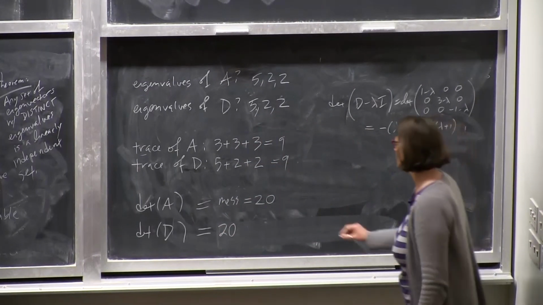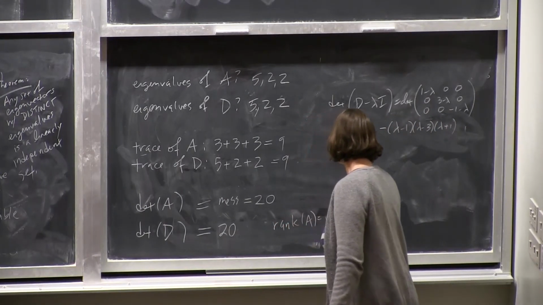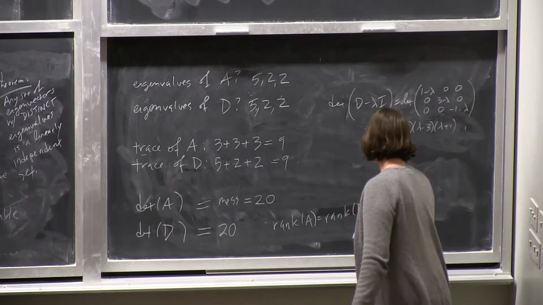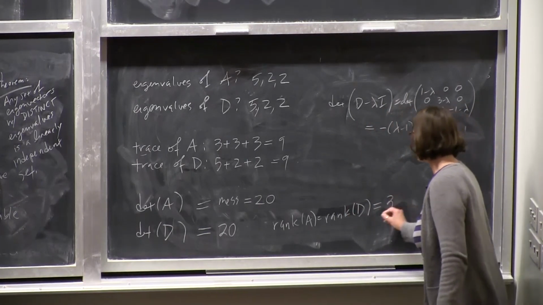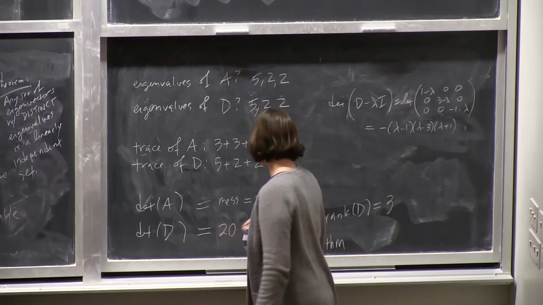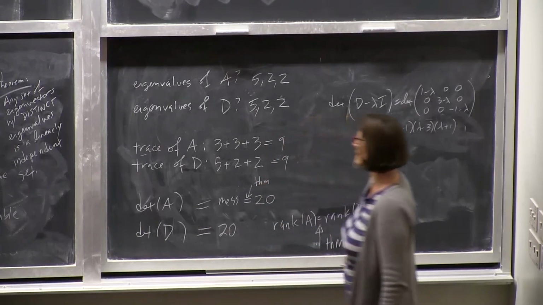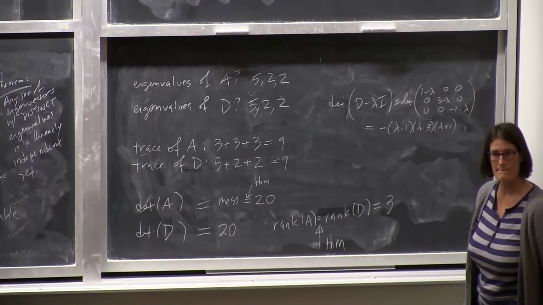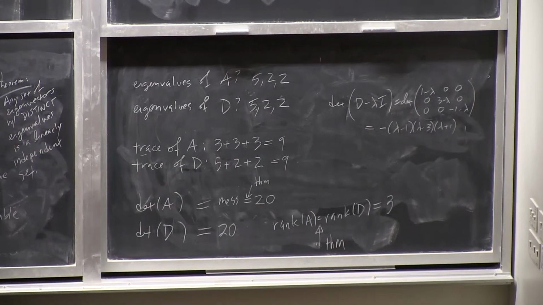This mess does equal 20. And the rank of A equals the rank of D, which equals 3. The fact that this is true is a theorem. The fact that this is 20 without actually computing that mess is a theorem. Okay, another example.